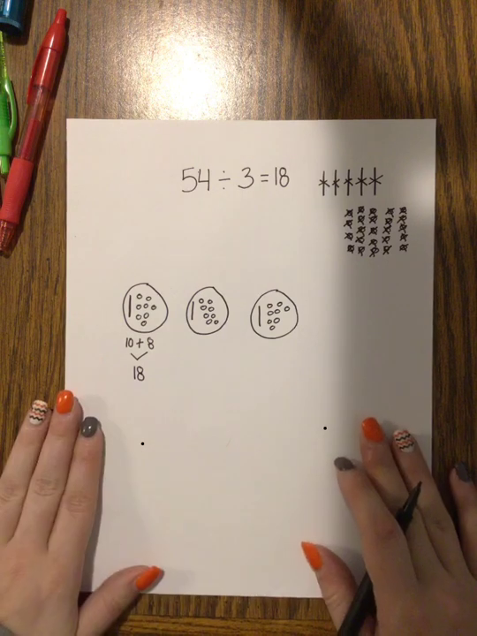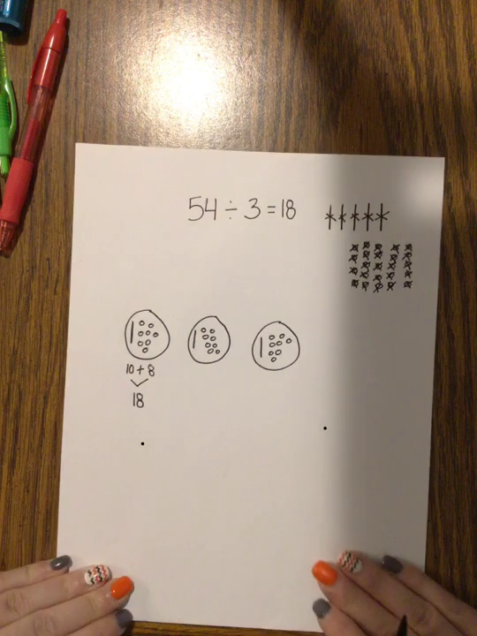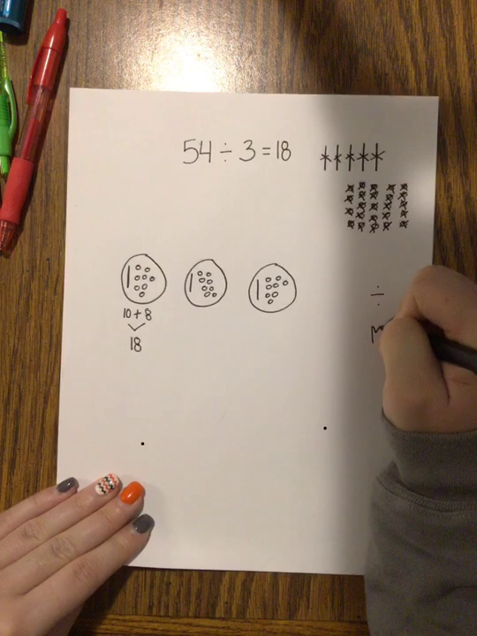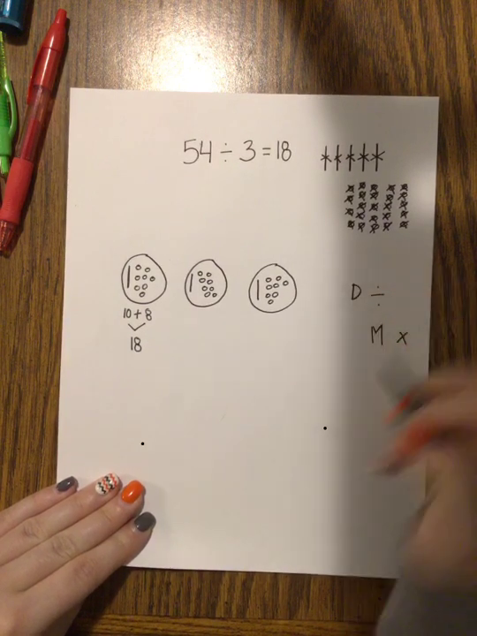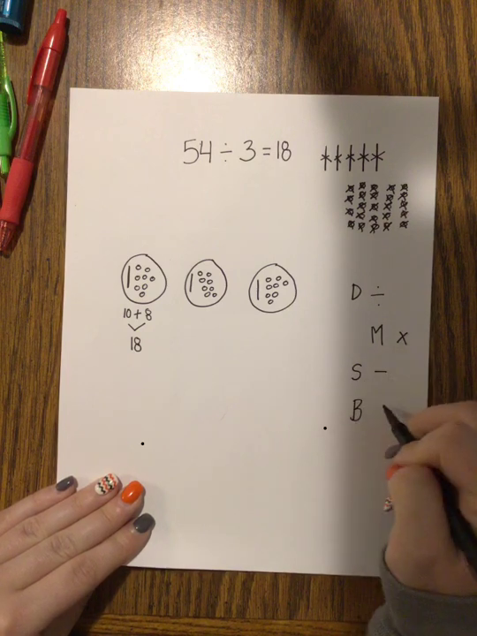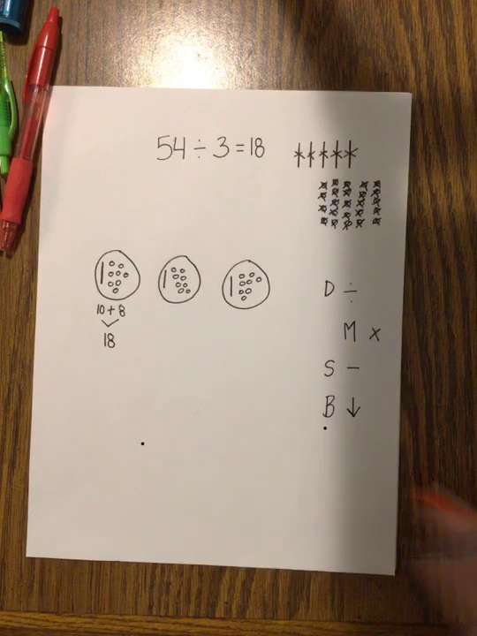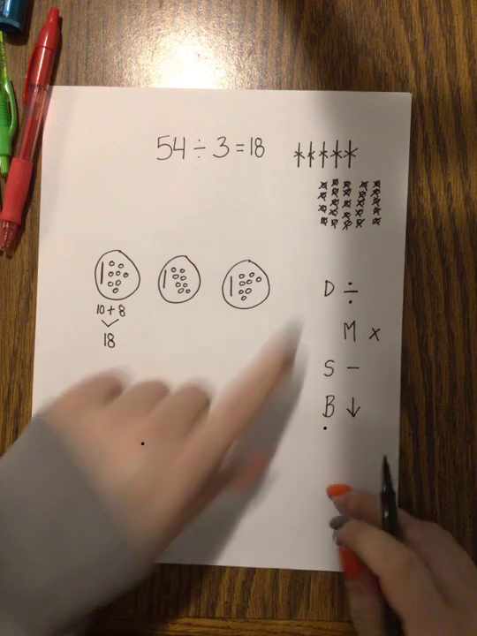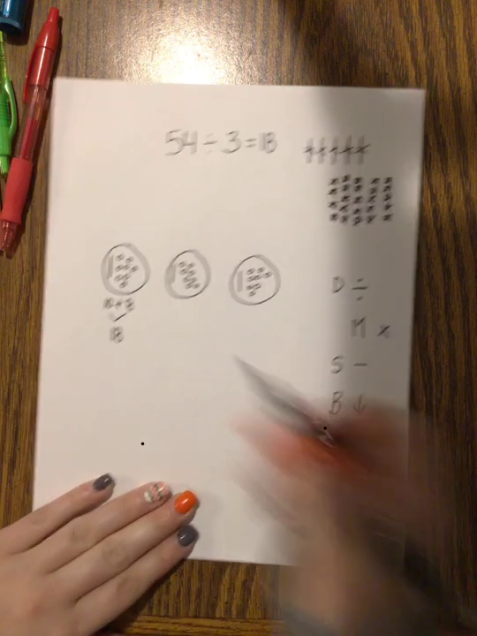Now I'm going to show you how to do the real thing. And there's a little chant that I really want you to get stuck in your head. It goes, divide, multiply, subtract, and bring down. Divide, multiply, subtract, and bring down. I hope it's getting stuck in your head. We want it stuck in your head. Divide, multiply, subtract, and bring down. These are the steps that we do in order to do a division problem.